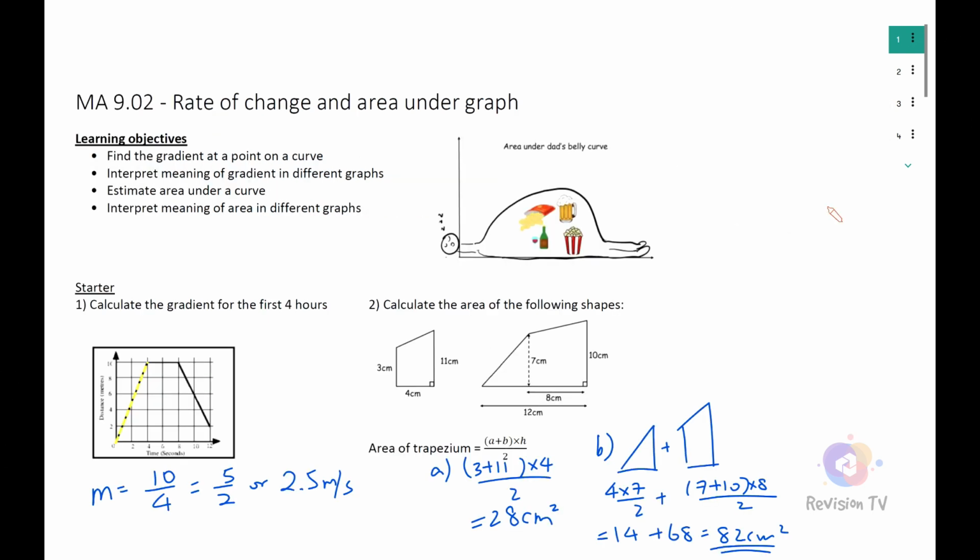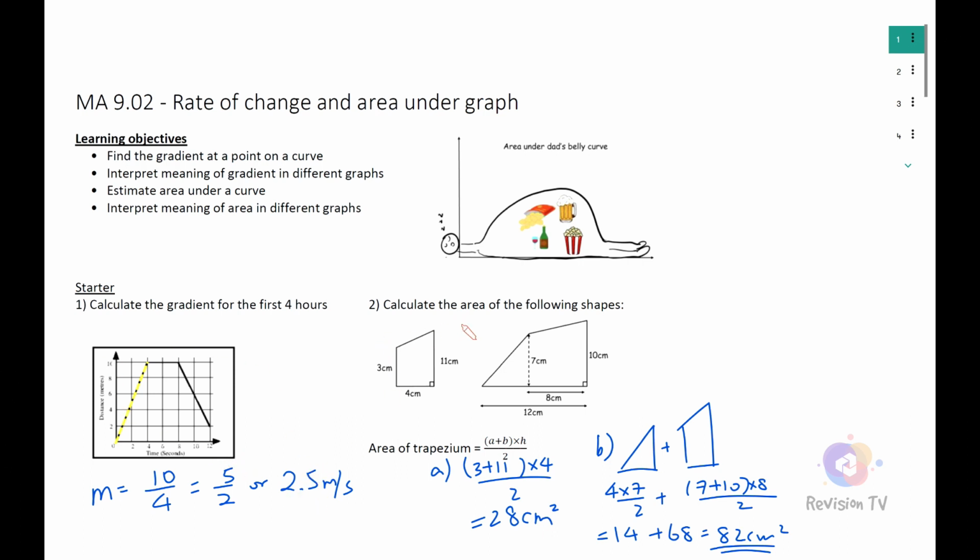Here are the answers. For question 1, to work out a gradient is difference in y over difference in x. So the difference in y is 10 meters, the difference in x is 4 seconds. So 10 divided by 4 is 2.5. If you know about distance-time graphs, the gradient actually refers to speed. So the unit is meters per second.